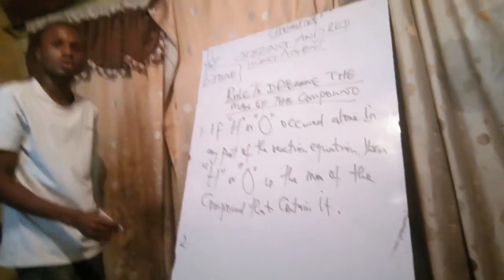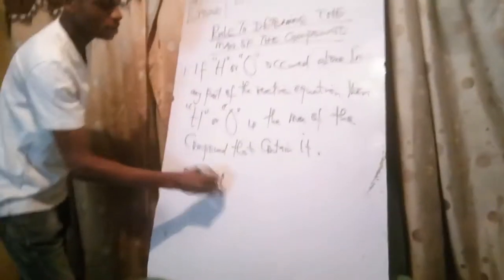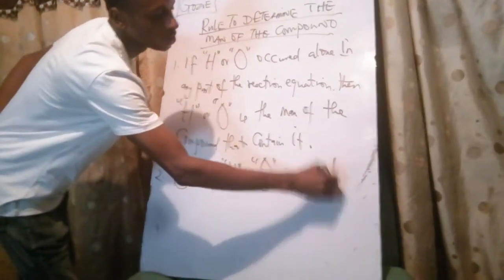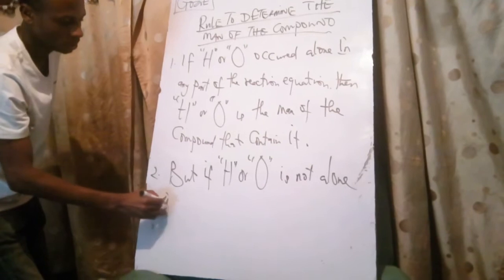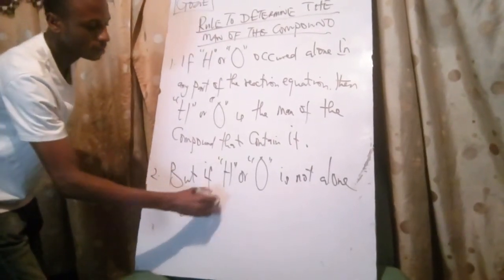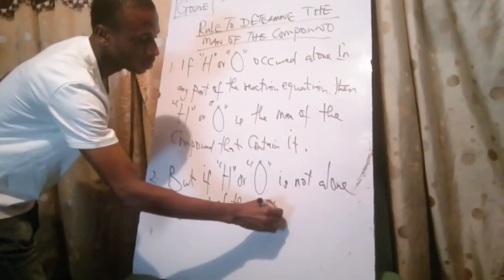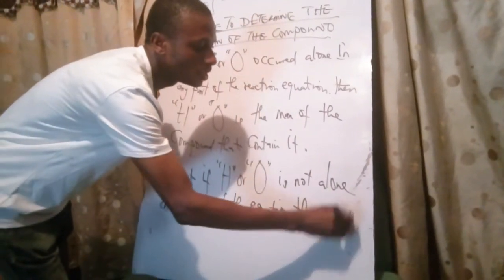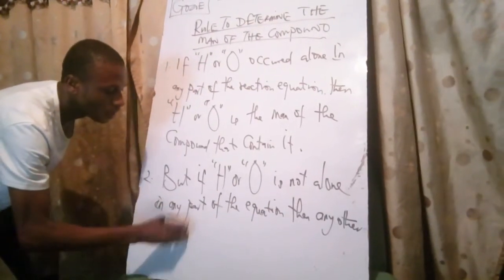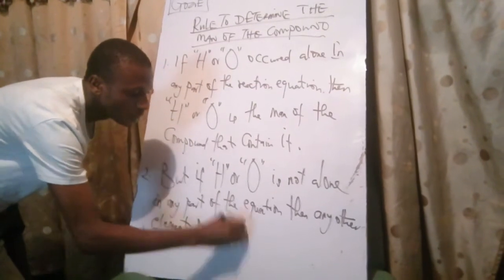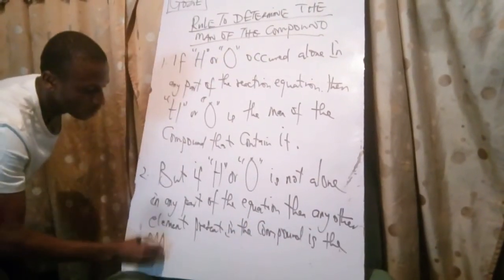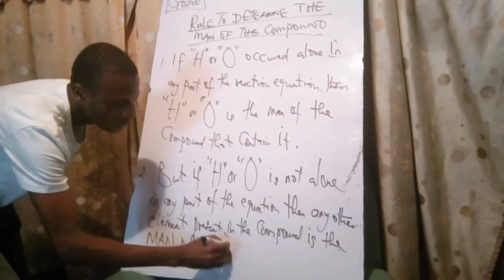Number 2: but if hydrogen or oxygen is not alone in any part of the equation, then any other element present in the compound is the man of the compound. That is it.